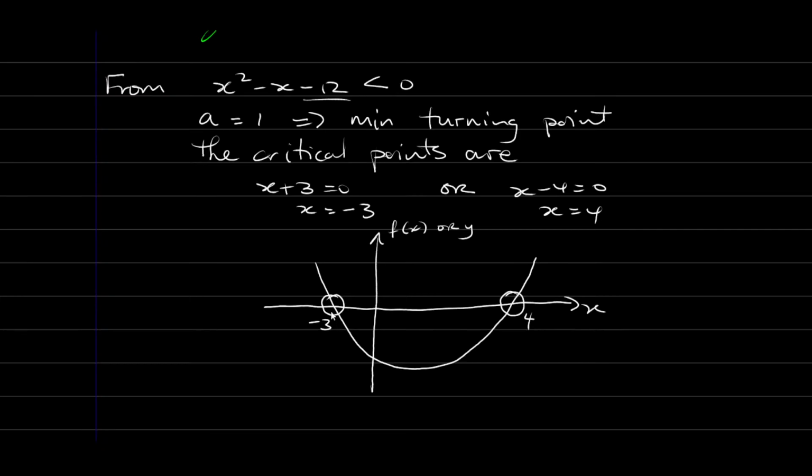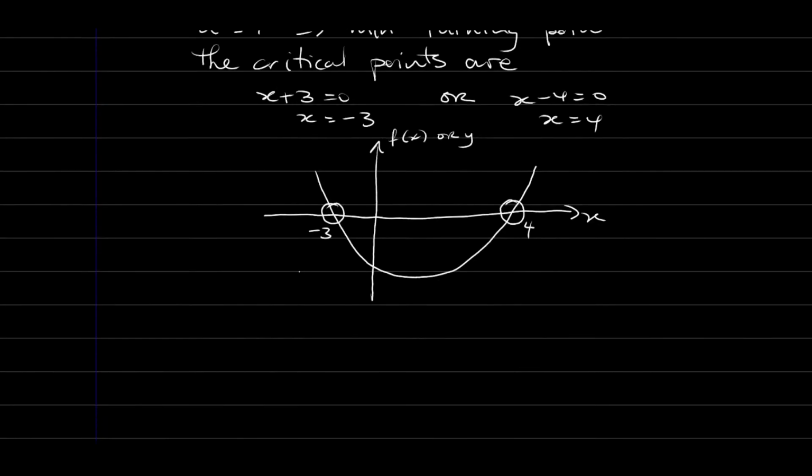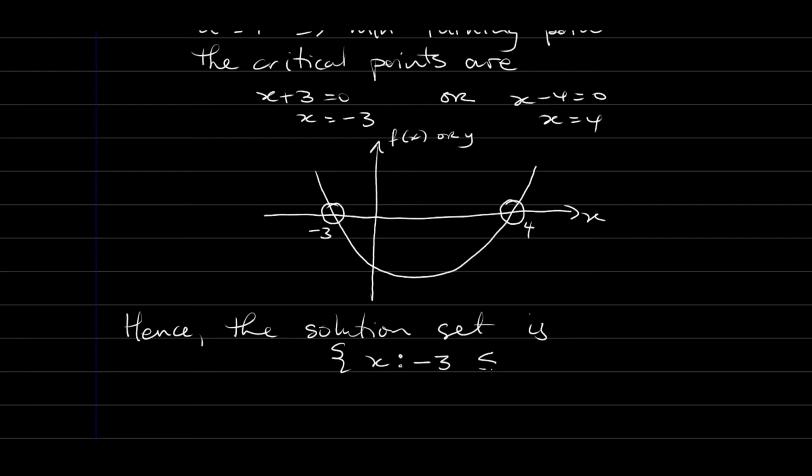Right, so this here is negative 3 and this here is positive 4, and hence the solution set is: x, minus 3 less than x less than 4. Why do we have this? Because above here is when y is greater than 0. Right here is when we have y equal to 0. And right here is when we have y less than 0, down this way.